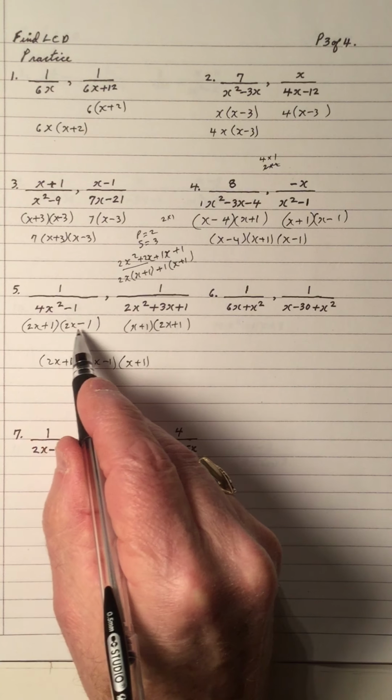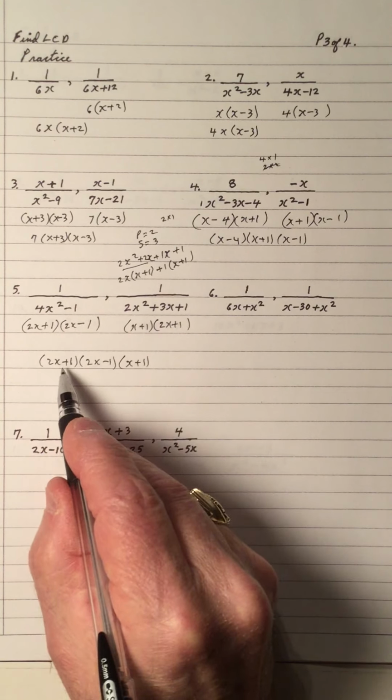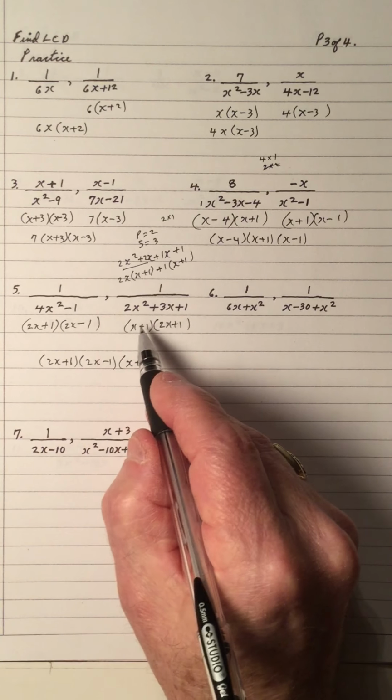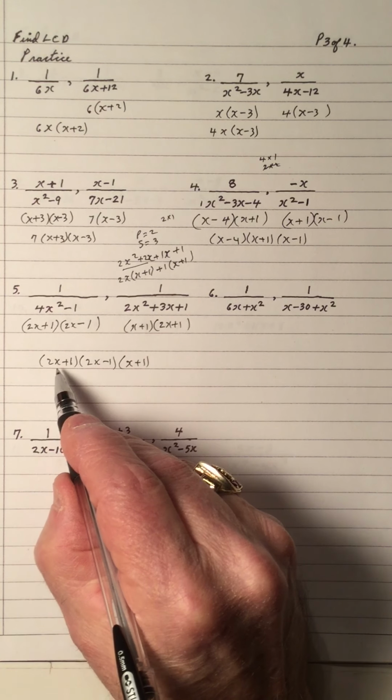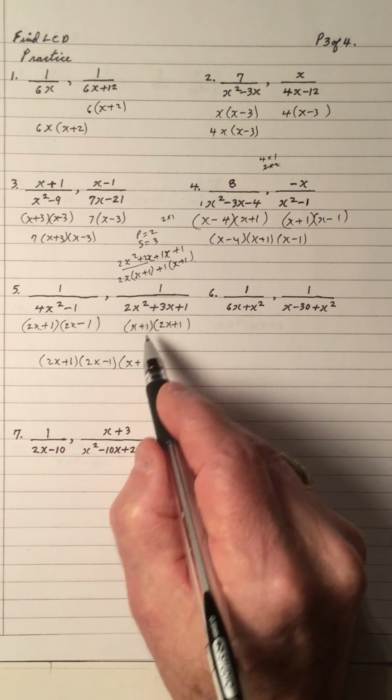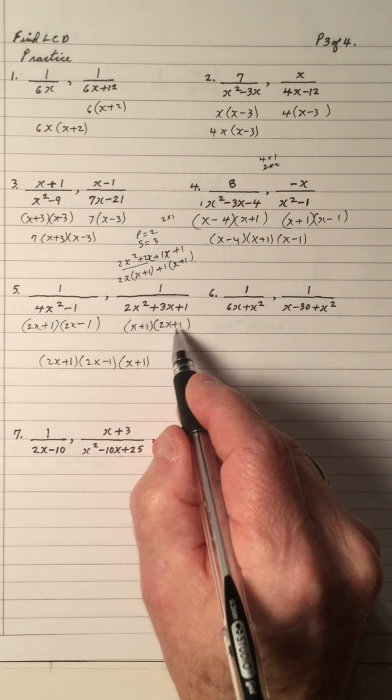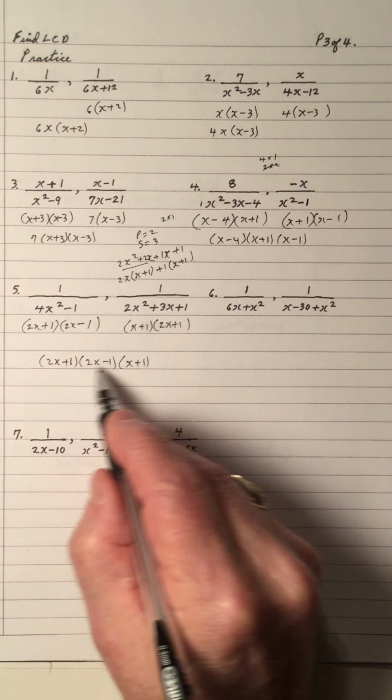So is this denominator that I have right here, in here? Yes, it is there and there. Is this denominator in the LCD? Yes. X plus 1 is there. 2x plus 1 is there. So that's the LCD, the product of these three.